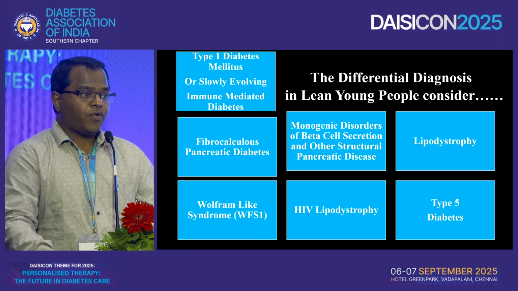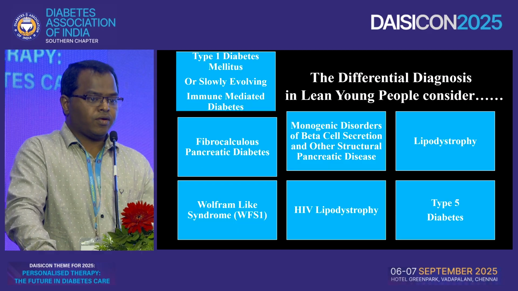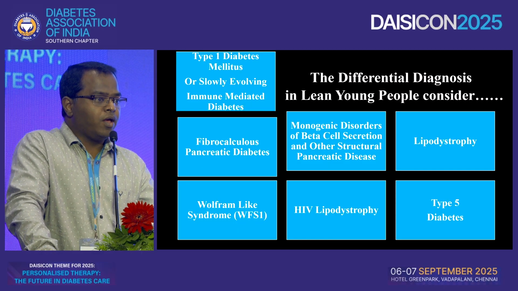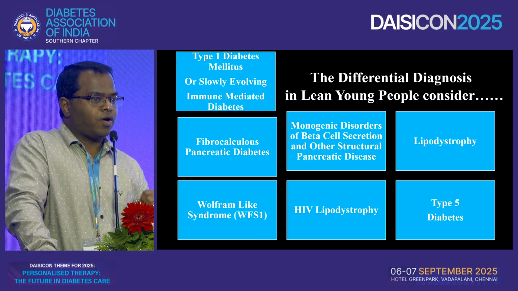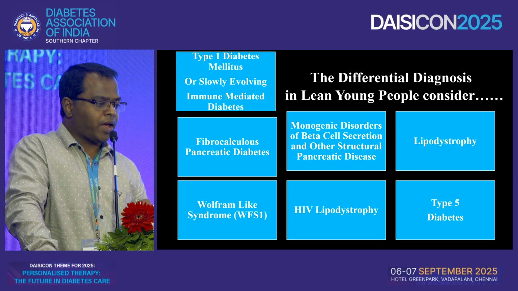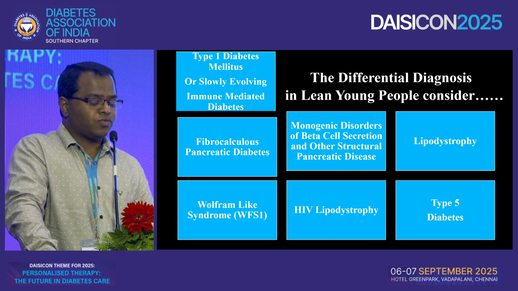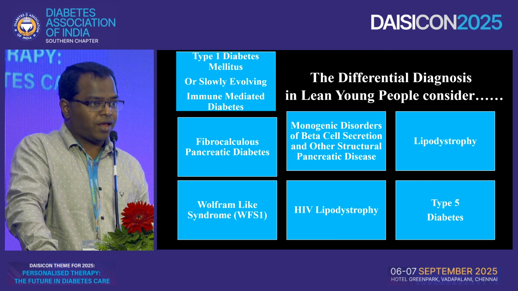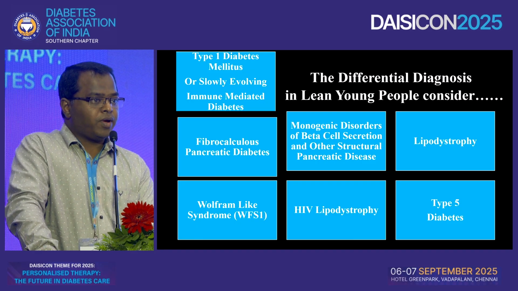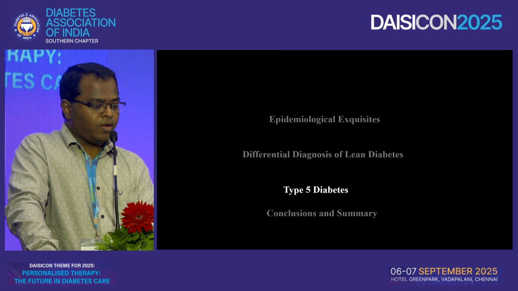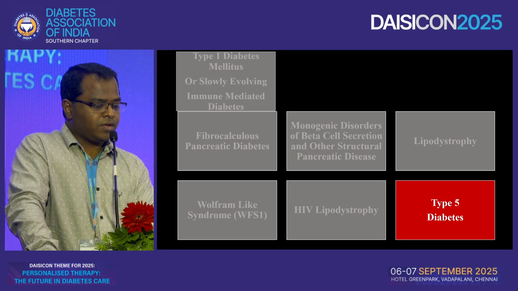But for a clinician, what could be the differential diagnosis if someone comes with a lean BMI and diabetes? This is probably the package of diagnoses we should think of in our mind. I'm not going into the detail of everybody who comes with lean BMI and having these other diagnoses. I'll be focusing only on type 5 diabetes, but remember that all of these have to be considered when someone comes with lean. So what exactly is type 5 diabetes?